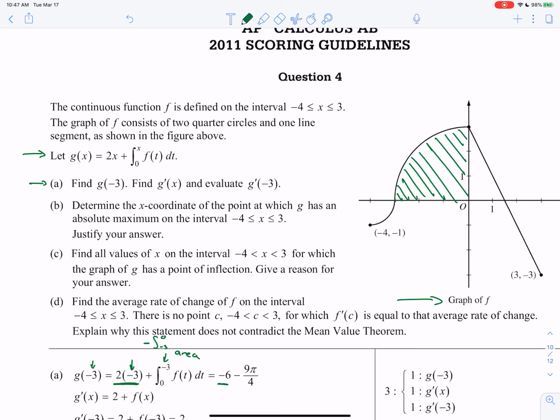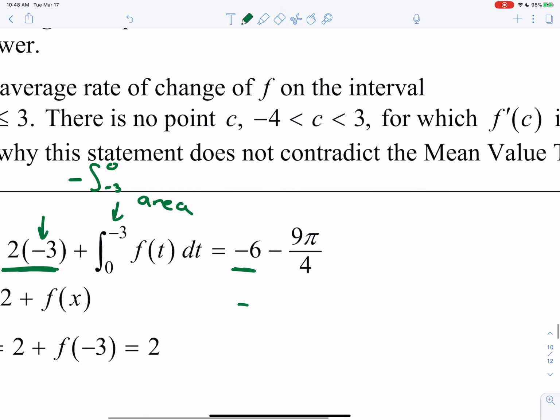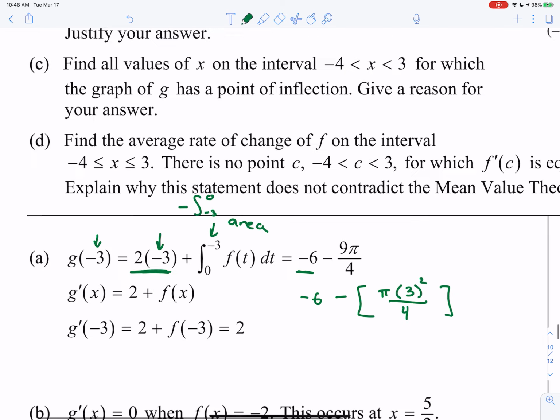I'm sorry, not a semicircle, a quarter circle. It's stated in the problem as well, so you just have to remember, well, what's the area of a quarter circle? So that's really just -6 minus the area of a quarter circle, which is pi r squared over 4. Now, if you look at that picture and you count the radius from the center, it's really just 3. That's enough to just leave it as is, do the bare minimum, okay?